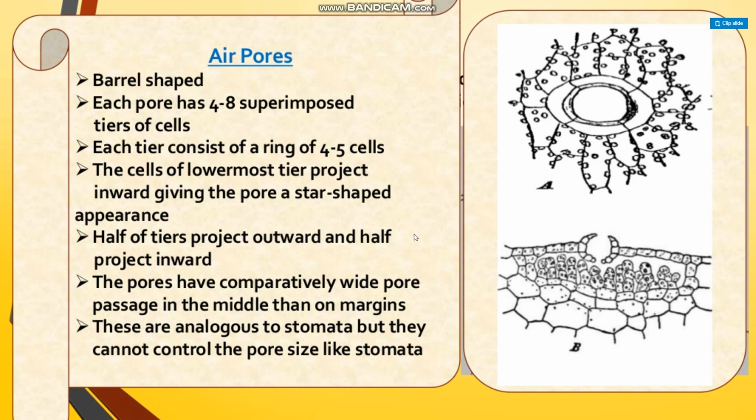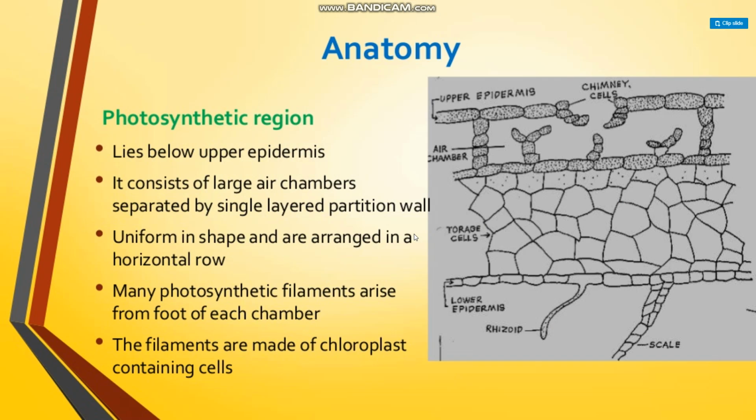Air pores. So air pores are barrel shaped. Each pore has 4 to 8 superimposed tiers of cells. Each tier consists of a ring of 4 to 5 cells, and the cells of the lowermost tier project inward, giving the pore a star-shaped appearance. Half of the tiers project outwards and half project inward, and the pore is comparatively wider in the middle than at the margin. So these are analogous to stomata, but they cannot control the pore size like stomata.